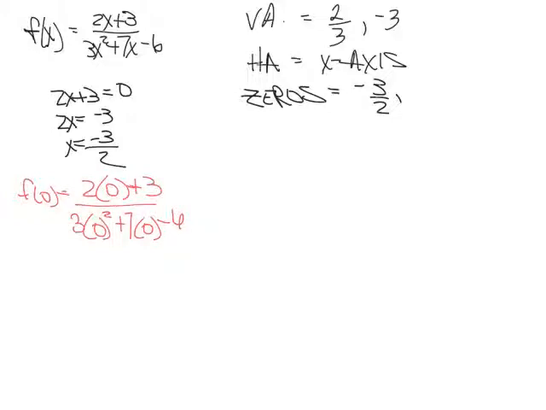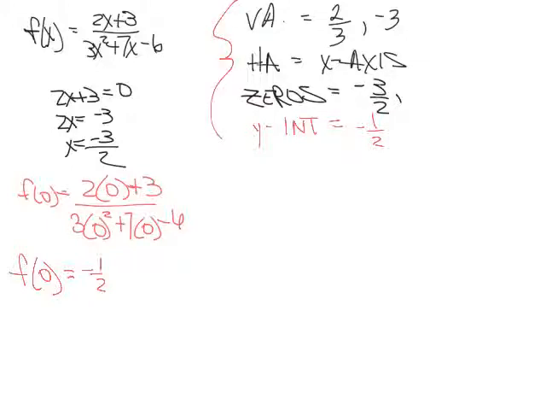So when we plug zero in, f of 0, when x is 0, our y value then will be negative 1/2. So that's my y-intercept. Okay? So that is really all I need to find, are these 4 things.